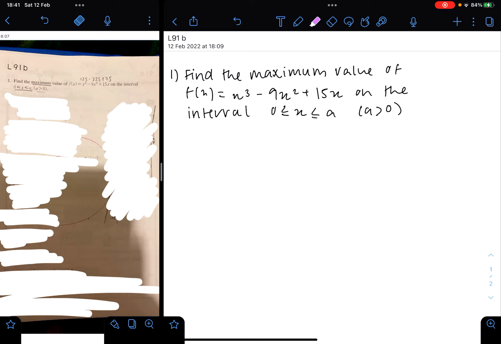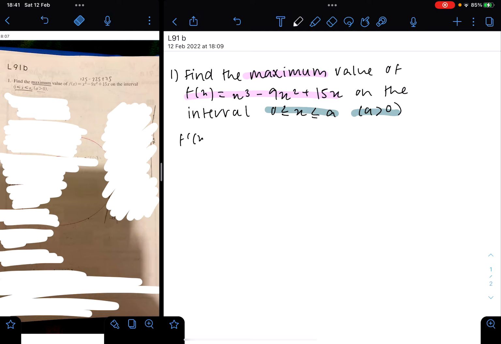So if we look at the question, it says find the maximum value of f of x on this said interval. So x is in between 0 and a inclusive, and a is greater than 0. First of all, ignore the interval. How would you find the maximum value of f of x? You would do that by finding the local maximum point, which you would do through differentiating f of x.